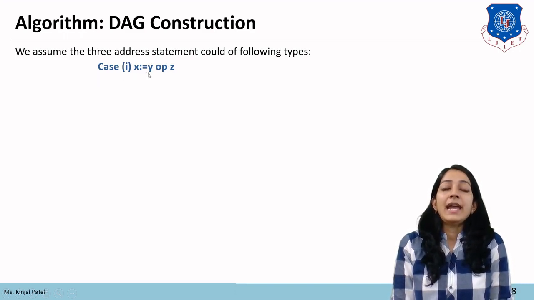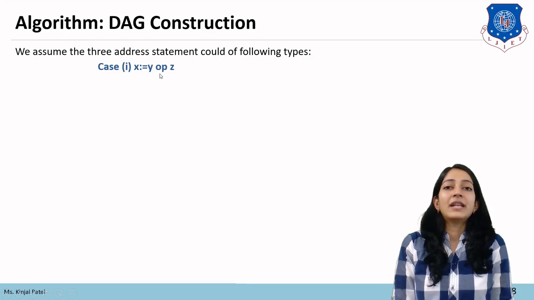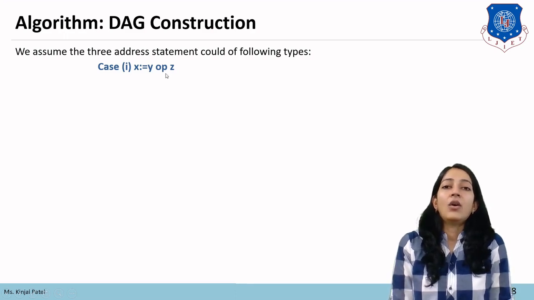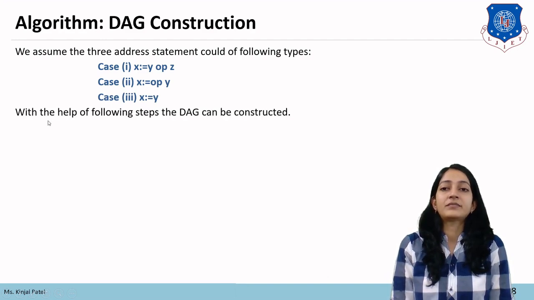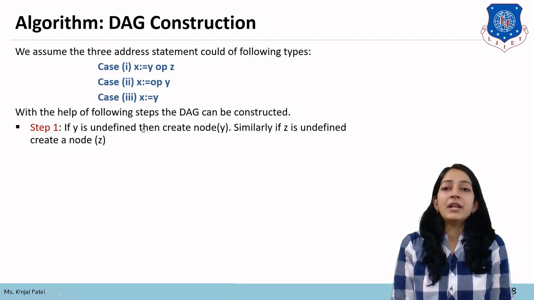Case 1, x equals y operator z, where x, y and z are the operands and operator denotes the operator. Case 2, x equals operator y can also be a 3 address statement. And case 3 is x equals y, with 2 operands in the single statement. Now with the help of the following steps the DAG can be constructed.